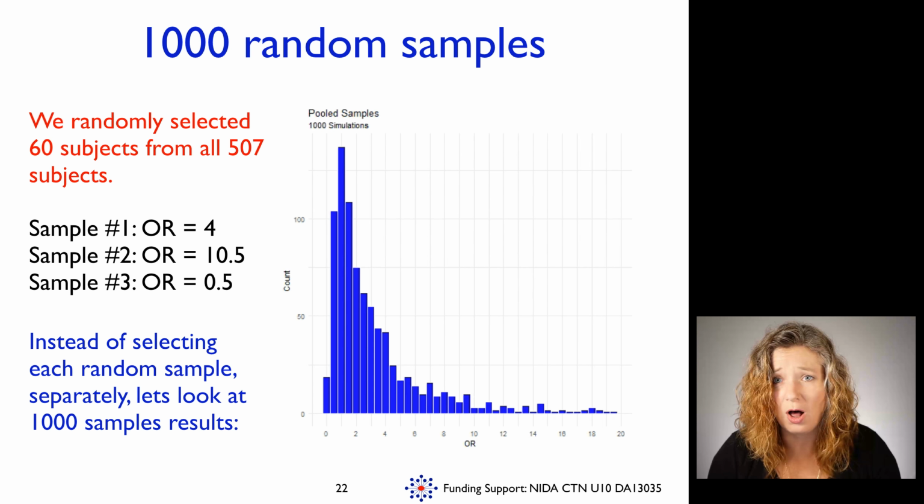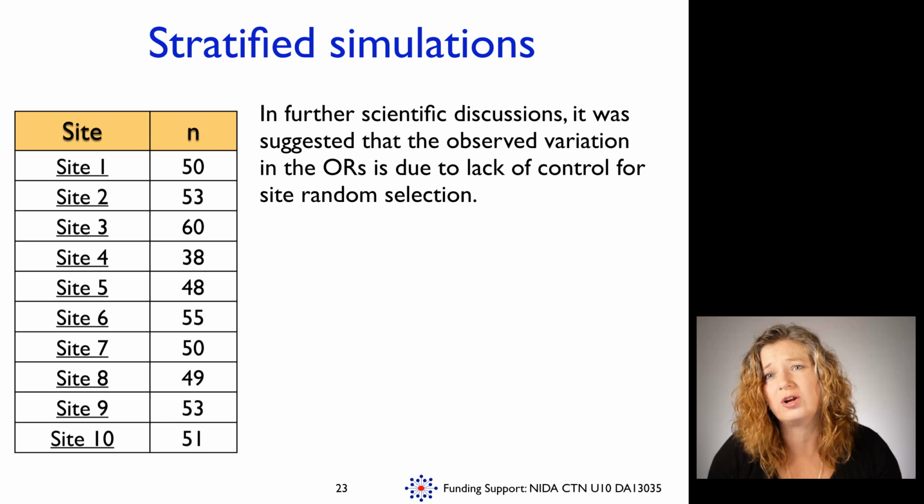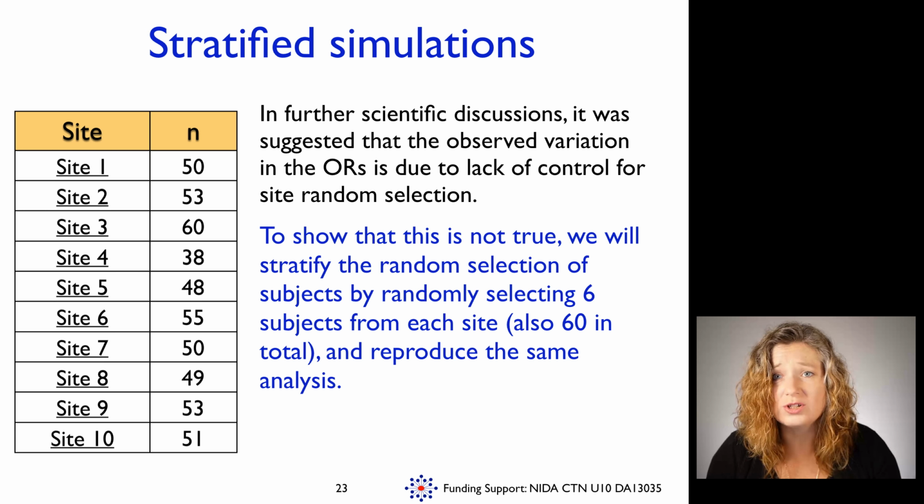So I showed that to my colleagues, and my colleagues suggested that maybe it is because I just randomly pick 60 subjects and don't care about anything else. That maybe I should somehow portray the true reality better, and that I should stratify for sites. That I should control that each site is represented in my sample of 60 subjects. So what we did is we selected 6 random subjects from each of the 10 sites. That together is again 60 subjects.